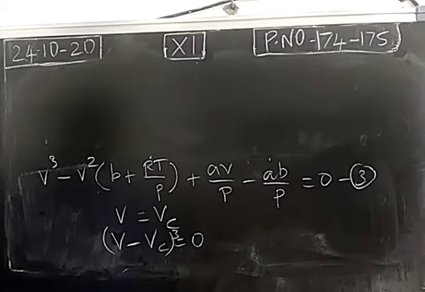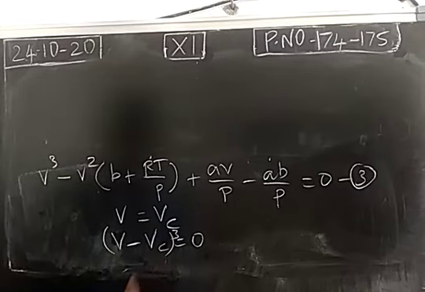So the (a minus b) whole cube formula: a cube minus 3a square b plus 3ab square minus b cube. Just apply this formula for this factor also.